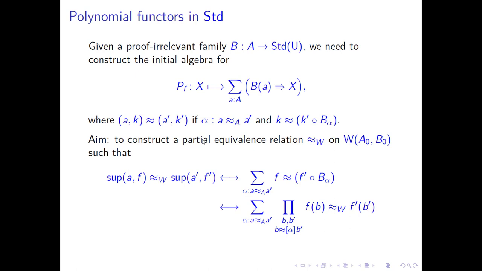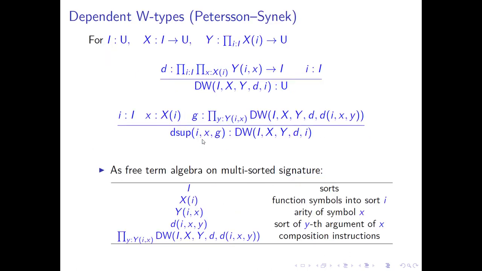So one solution is to use instead these dependent W types, which were introduced by Petersson and Synek at the end of the 80s, I think, which are basically like indexed W types. So these X and Y are like the A and B before, but we are adding a type of indices over which they depend. And moreover, we are also adding this D, which is a sort of re-indexing function. So what is happening here is that every tree has its own index. I'll just put it here, say I.